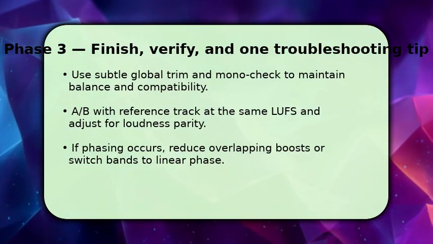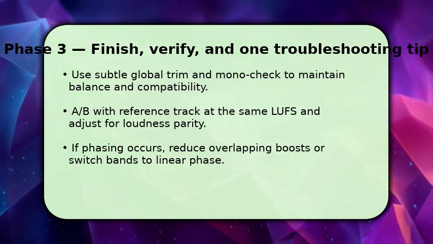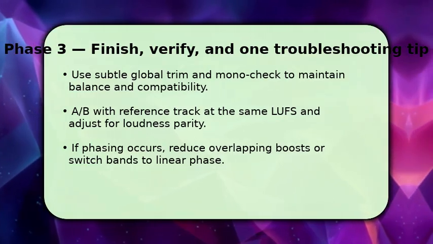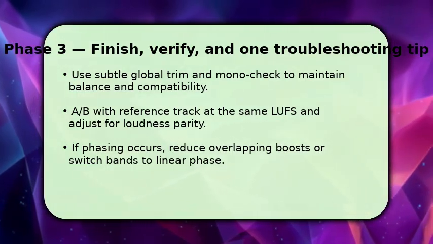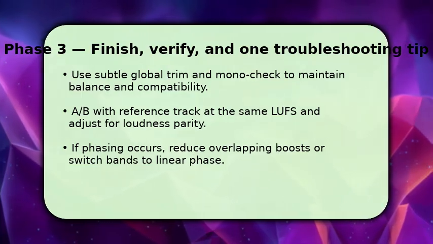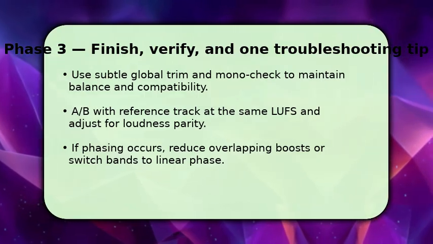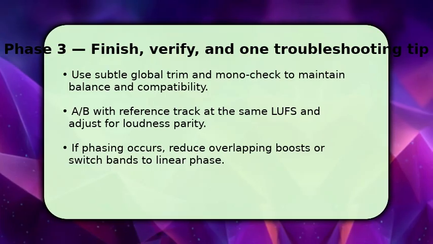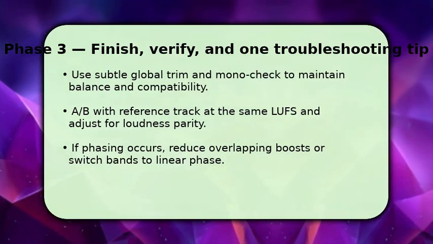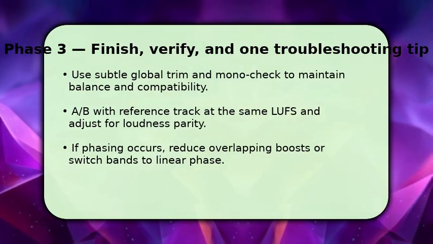Finish by balancing the processed track with a small output trim and check in mono to verify phase coherence. Once done, A/B against a reference at similar loudness so you judge tone, not level. If you hear phasing or a hollow sound, make sure overlapping boosts are reduced or convert to narrower Qs. Alternatively, try the plugin's linear phase option. And if frequencies bounce around, automate band gains per section. This keeps clarity while preserving dynamics and energy in the final mix.